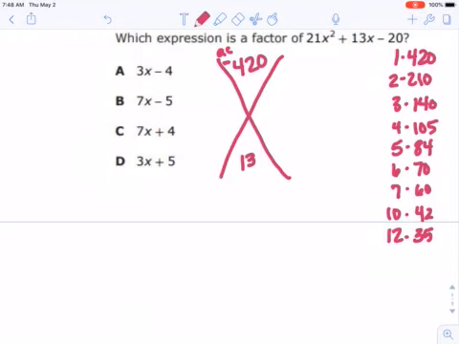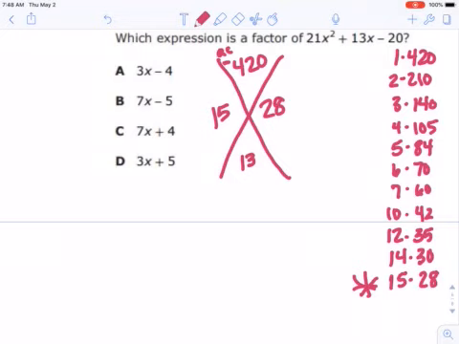Let's see. 13 does not work. 14 and 30. We're getting closer because the difference there is only 16. 15 and 28. Bingo, because the difference between those two is 13, finally. Now, again, I didn't know that was going to be the answer, but you can see how long it took us to get there. There are a lot of factors of 420, so you may come across a problem where you have to list out all the factors. But now I know I can put 15 and 28 into my problem.